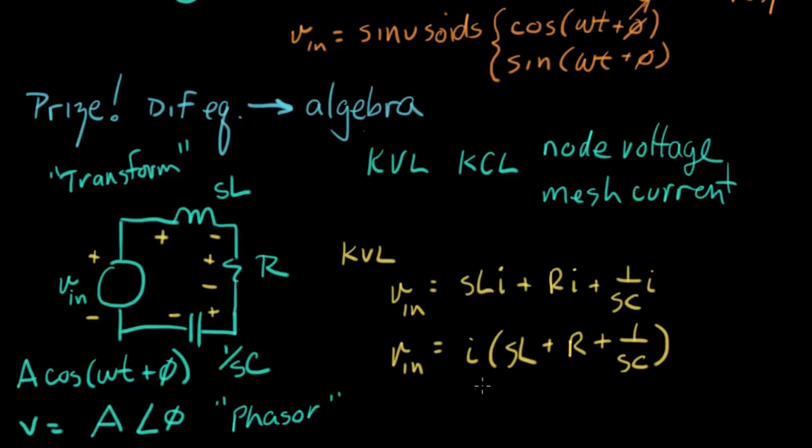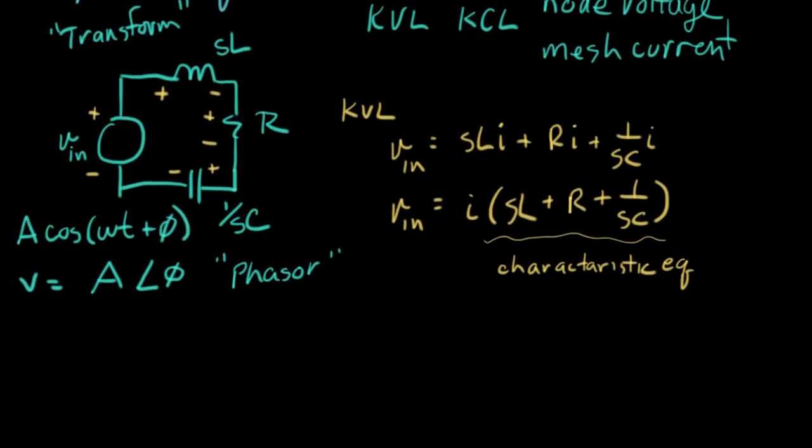Now, if we look at this expression here, look at this right here. This is the characteristic equation. We just wrote down the characteristic equation of this circuit using these transformed components. Now what I want to do next, we're going to actually get a new concept.